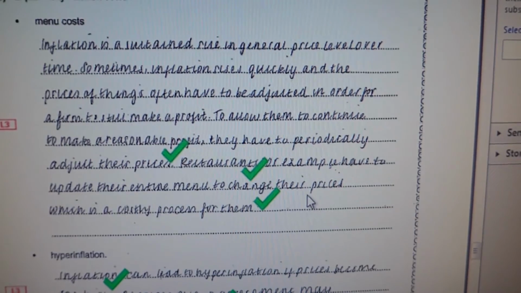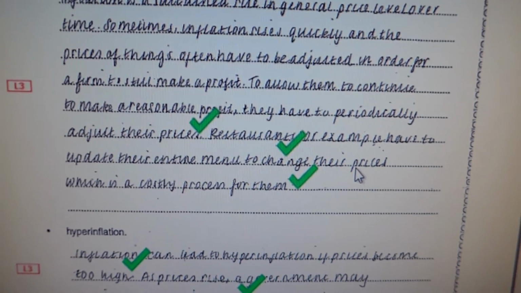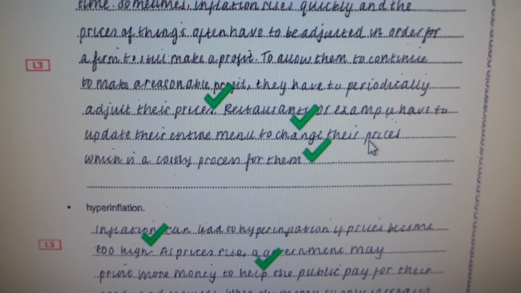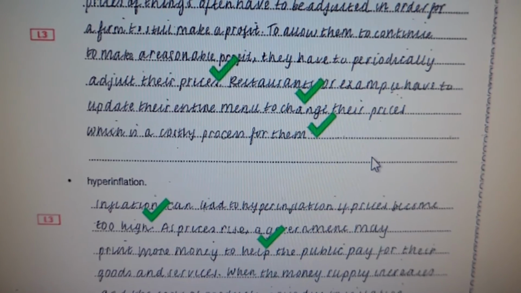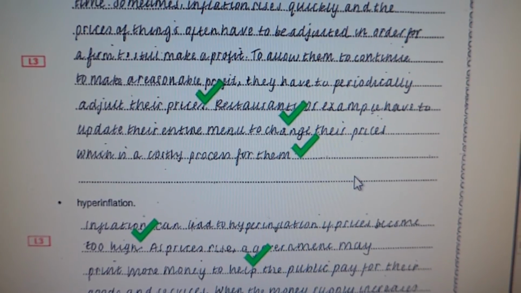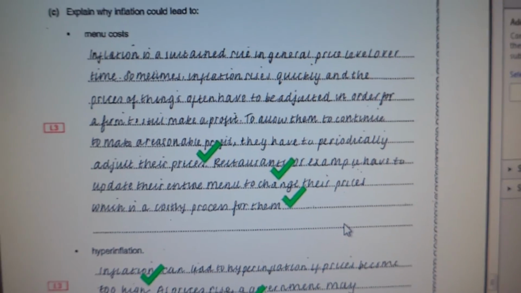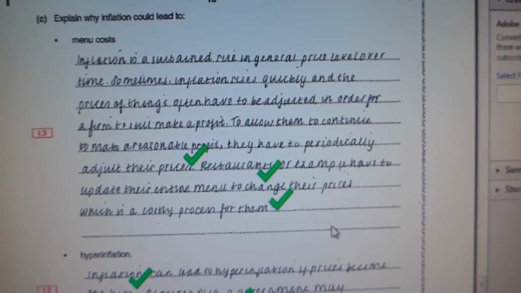Let's see what this candidate's written for the 3 ticks there. To allow them to continue to make a reasonable profit, they have to periodically adjust their prices. Restaurants, for example, have to update their entire menu to change their prices, which is a cost for them, and the credit's been given for that.